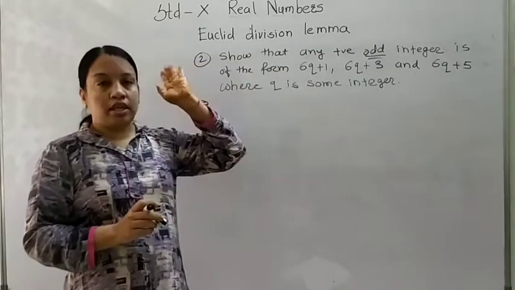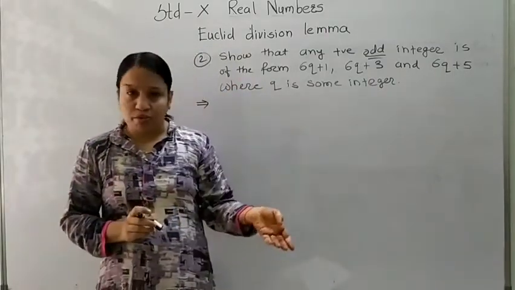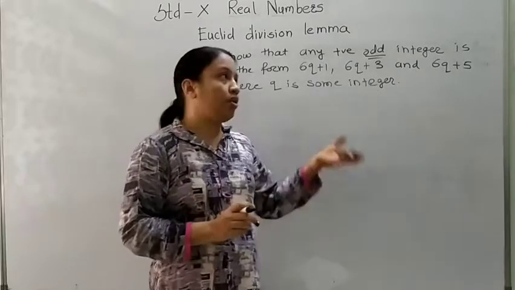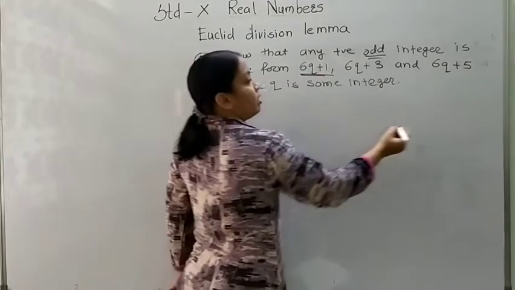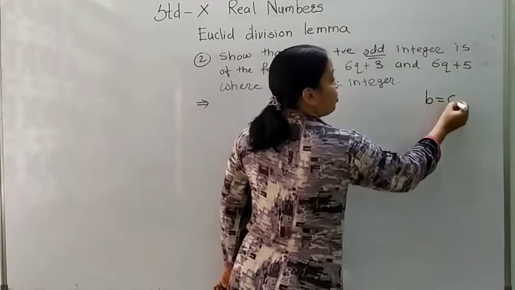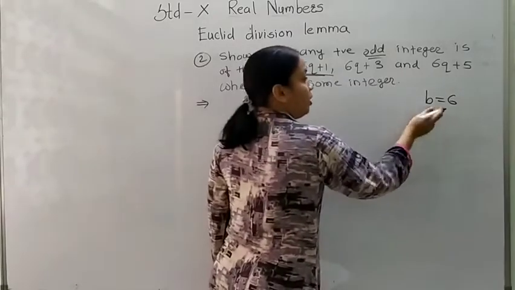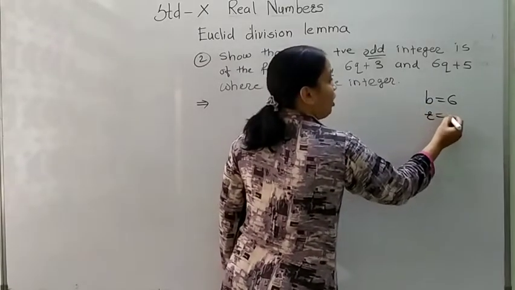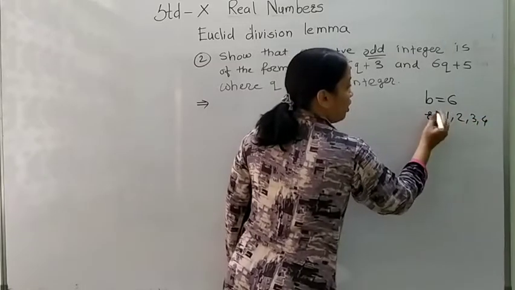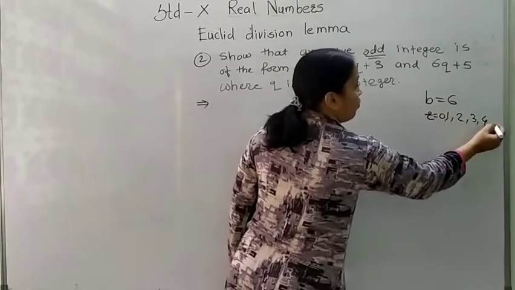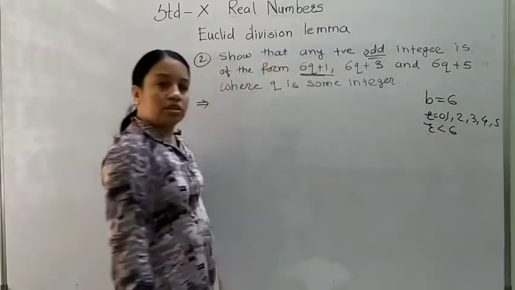Now we have seen that every positive even integer is of the form 2q or 4q also. Now what you want to show is 6q, so decide that b should be equal to 6. According to the question we are choosing b. Then what are the possibilities of r? 0, 1, 2, 3, 4 and 5, because r should be strictly less than 6.